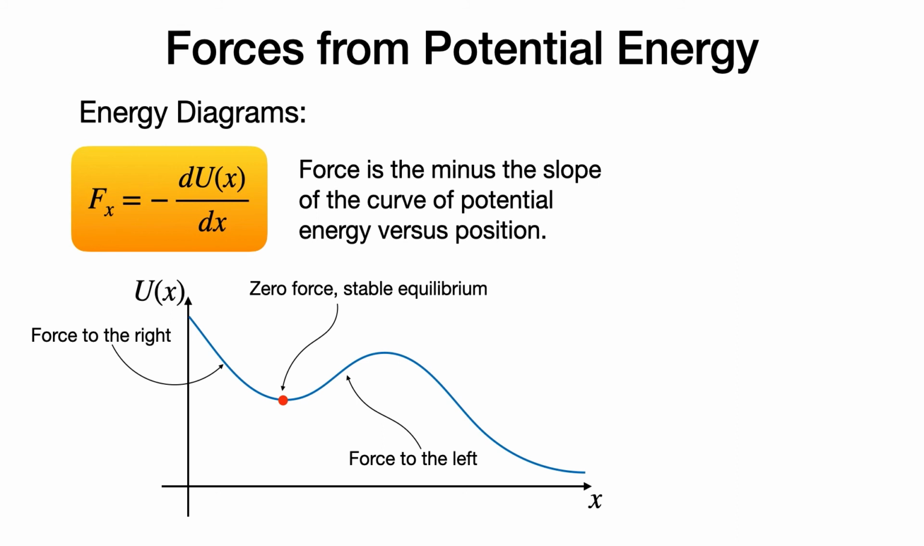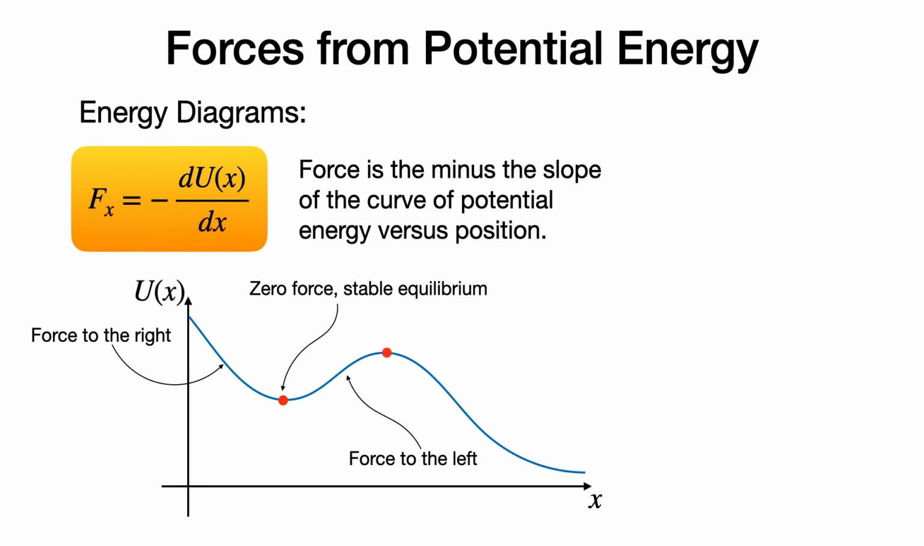And this is what's referred to as a point of stable equilibrium. It's stable because if we were to shift the particle slightly to the left, the force would be towards the right, and if we shift the particle slightly towards the right, the force on the particle would be towards the left, and so we're always acting to push the particle back towards the equilibrium position.